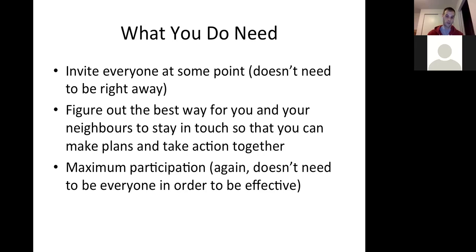Also, early on, what you're going to want to do is figure out the best way for you and your neighbors to stay in touch, so that you can organize together, make plans, and take action together. And you are going to want maximum participation. Again, that doesn't mean everybody, but you're going to want as many people involved as you can, and you're going to want to try to grow the organizing as you continue doing that work.